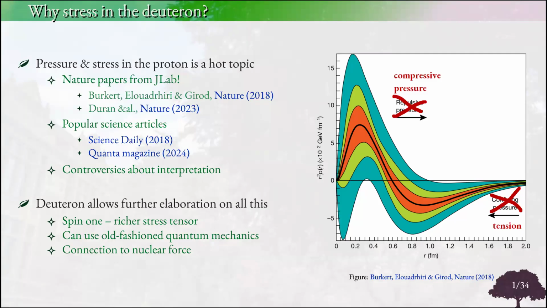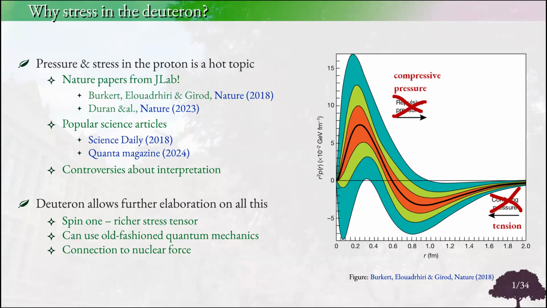at stresses in the deuteron. A big part of the motivation is that stresses in the proton are already a really hot topic in the field. Not only has JLab gotten 2 Nature papers out of the measurements of proton pressure, quark and gluon contributions to the proton pressure respectively, but there have even been popular science articles written about these measurements and about pressure in the proton. So it's a pretty hot topic that is moving a little bit beyond just our little academic field. It's gaining some popular interest.